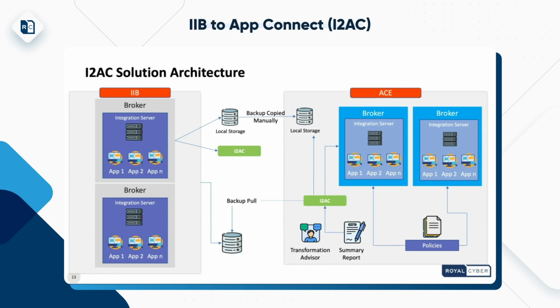It uses the transformation advisor to provide recommendations of the selected node. Based on the selection, the nodes or the integration servers are created on the target server and apps are automatically deployed and restarted.